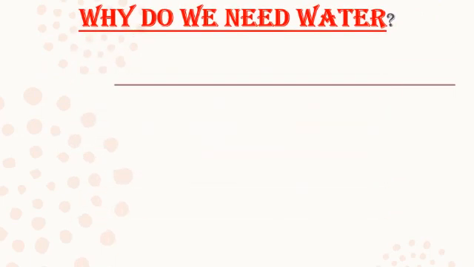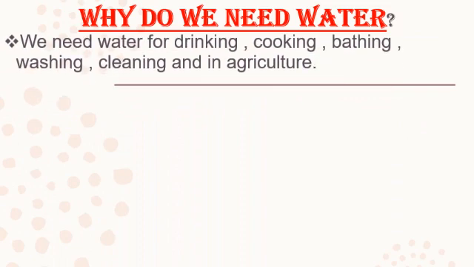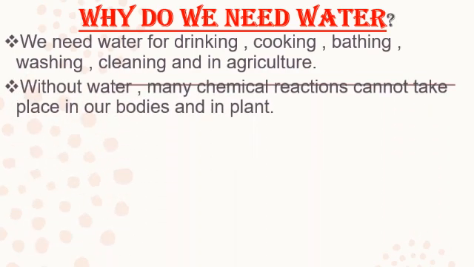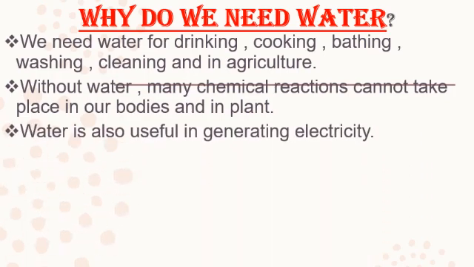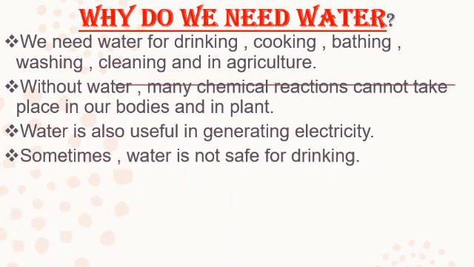Why do we need water? We need water for drinking, cooking, bathing, washing, cleaning, and in agricultural work also. Without water, many chemical reactions cannot take place in our body, and even in plants. Plants cannot grow, and for our body also, for circulation of blood and to keep our body healthy, we need water. Water is also useful for generating electricity. The electricity that we are using is made from water.